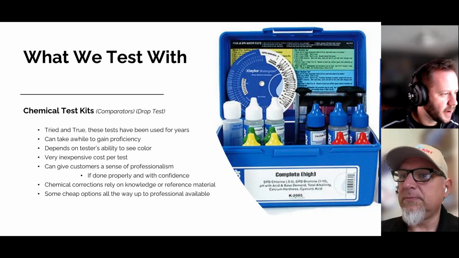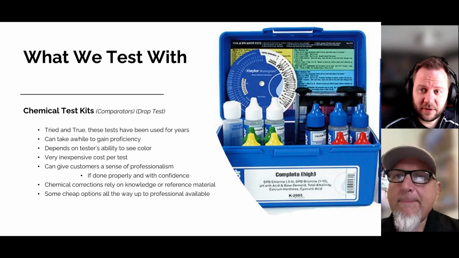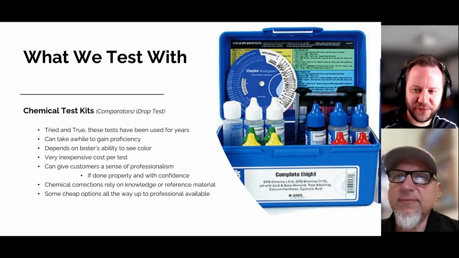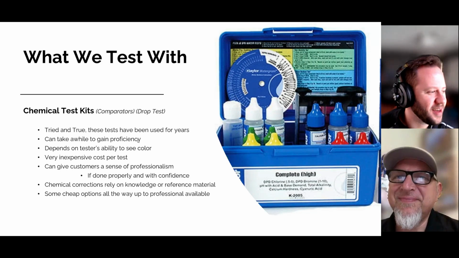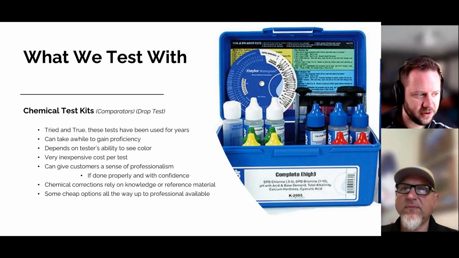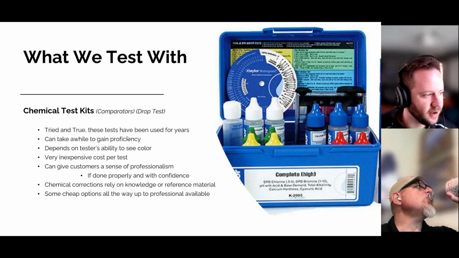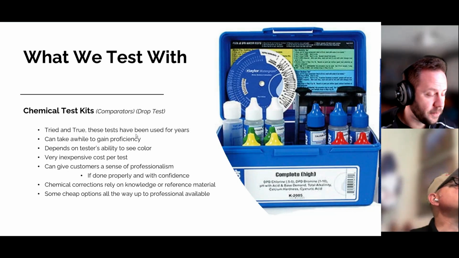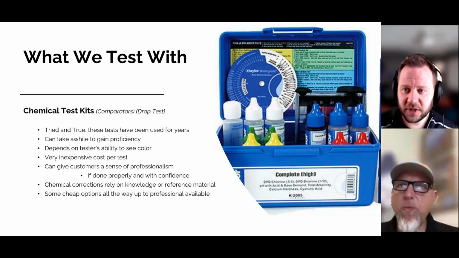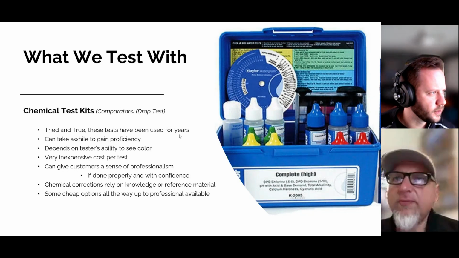It gives customers a sense of professionalism because a lot of these tests are the types that health departments use when people come out. So, hey, they're testing my pool like they do the neighborhood pool. I'm pretty cool. Chemical corrections rely on the knowledge or reference material. A lot of these different test kits actually have a little packet of information in them that tells you what to do. That's the analog version of the digital readouts that would actually spit out results for what you should do. There are cheapo versions of these test kits, all the way up to the professional monster-sized ones that health departments use when they go out to take care of tons of different commercial pools.